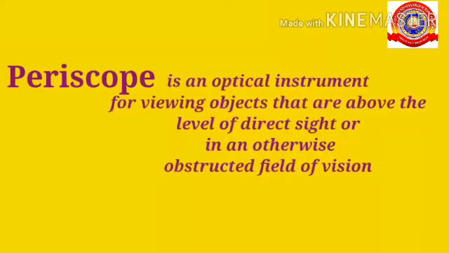Next is the periscope. A periscope is an optical instrument for viewing objects that are above the level of direct sight or in an otherwise obstructed field of vision. Here is a video of making a periscope with cardboard.